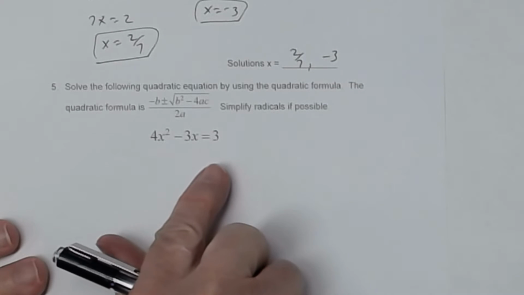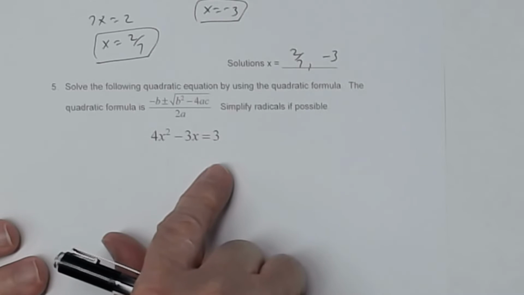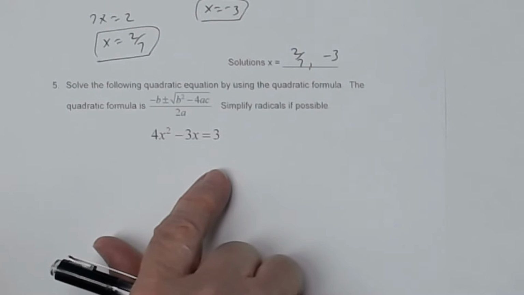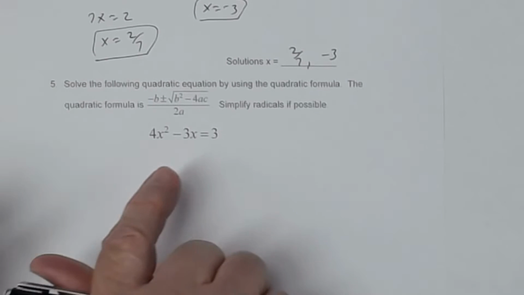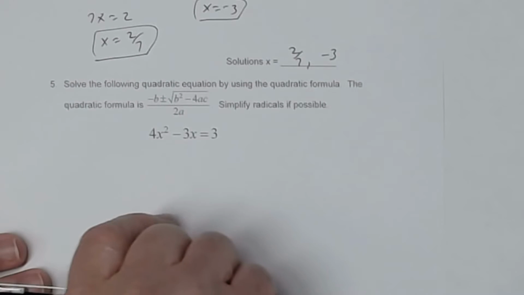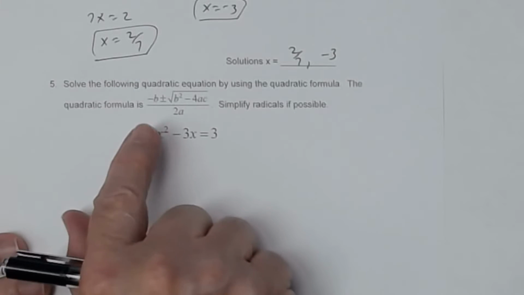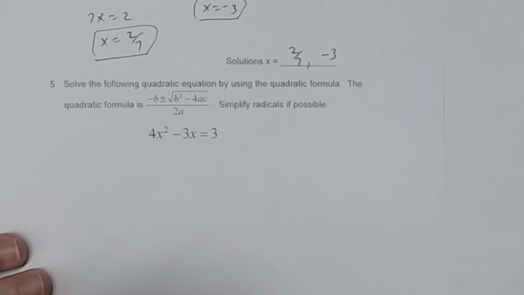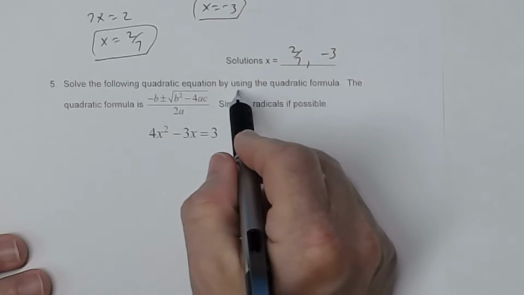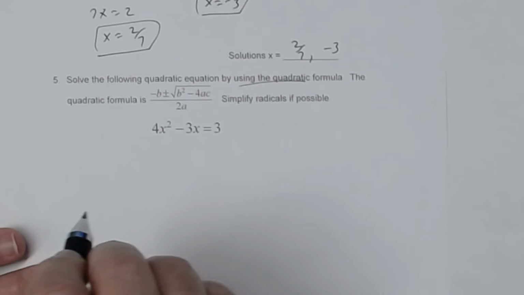Now it is not factorable. So there are only two other methods that we studied. You could use the quadratic formula, or you could use completing the square. Most students will use the quadratic formula, so that's the one we're going to use. And I do tell you, by the way, to use the quadratic formula.